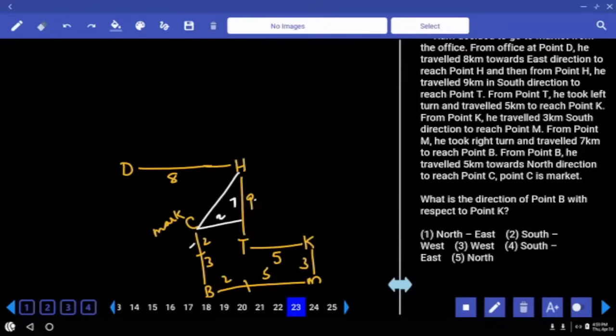Then 23, direction of B with respect to K. And K, B is in which direction? South and west, southwest. Southwest, choice 2, 23.